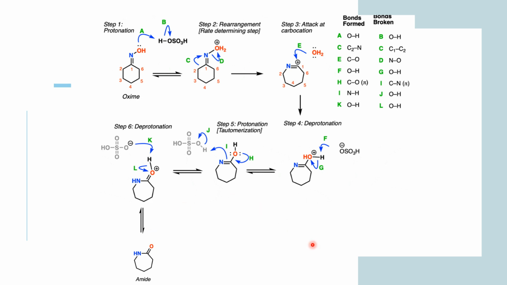So in total, six steps are involved in the Beckmann rearrangement reaction. And here is the list of bonds formed and bonds broken during the course of the reaction mechanism. Okay, you do not have to memorize anything.